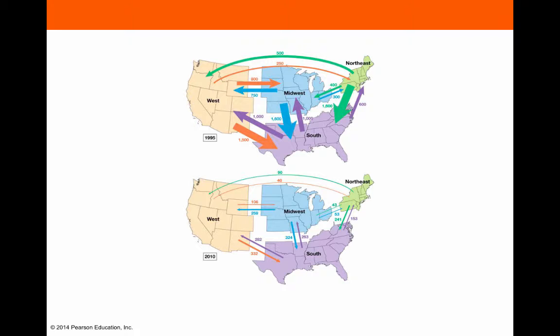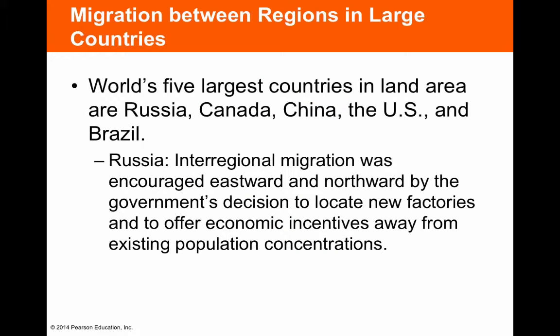So it's not as easy to move as it used to be. Okay, so the world's five largest countries in land area are Russia, Canada, China, the US, and Brazil. So in Russia, interregional migration is encouraged eastward and northward by the government's decision to locate new factories and to offer economic incentives away from existing population concentrations.